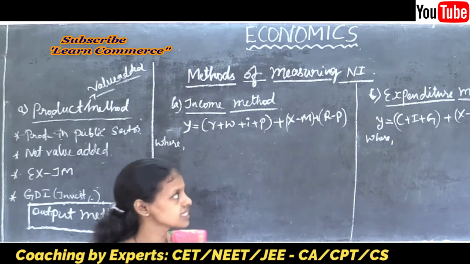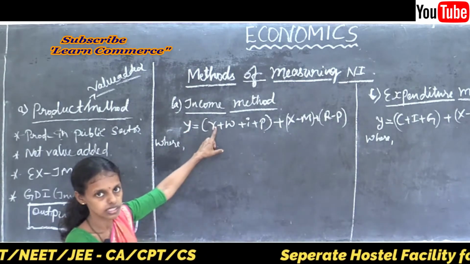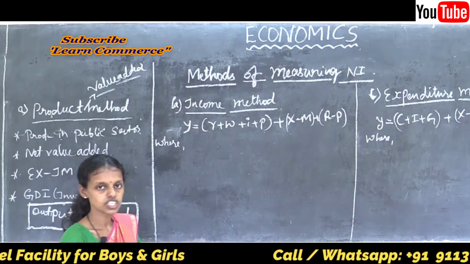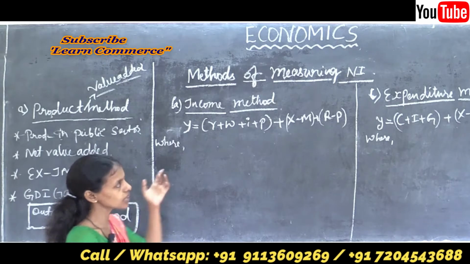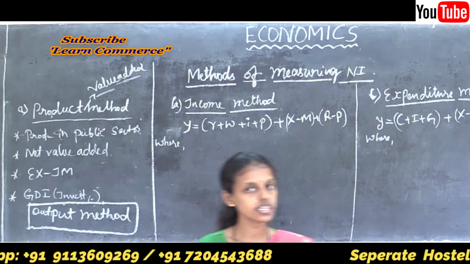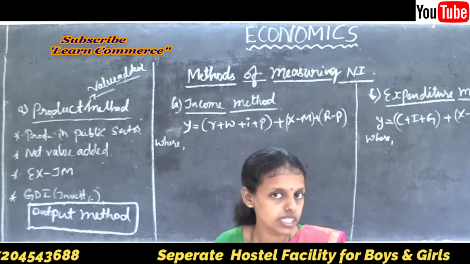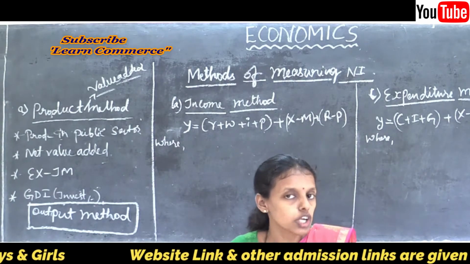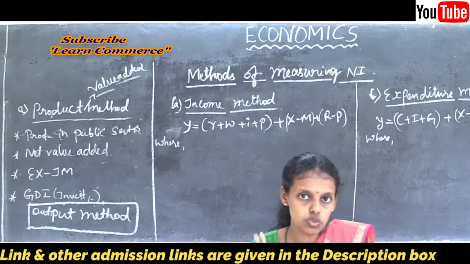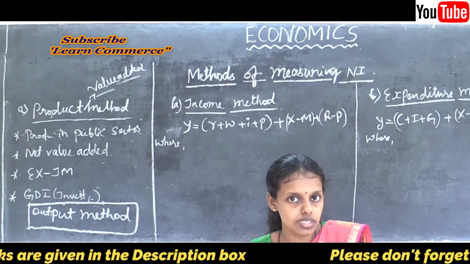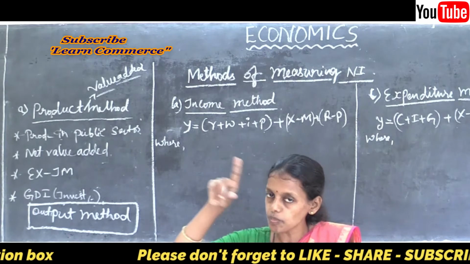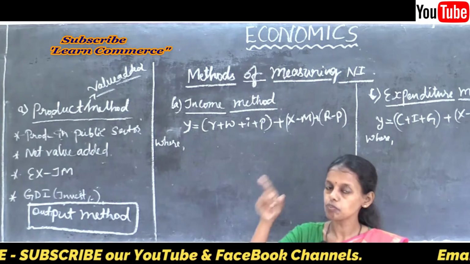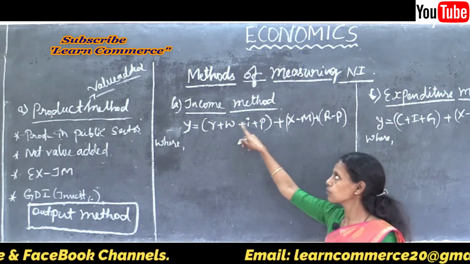Next, one more method is the income method. On the basis of the income received by the country, our country's national income is calculated. So how do we calculate by the income method? Already I explained the circular flow of income, how the circular flow takes place in a simple, closed economy. There are only two sectors: the household sector and the firm. The household sector supplies the factors to the firm. Again the firm makes payment in the form of factor payments.